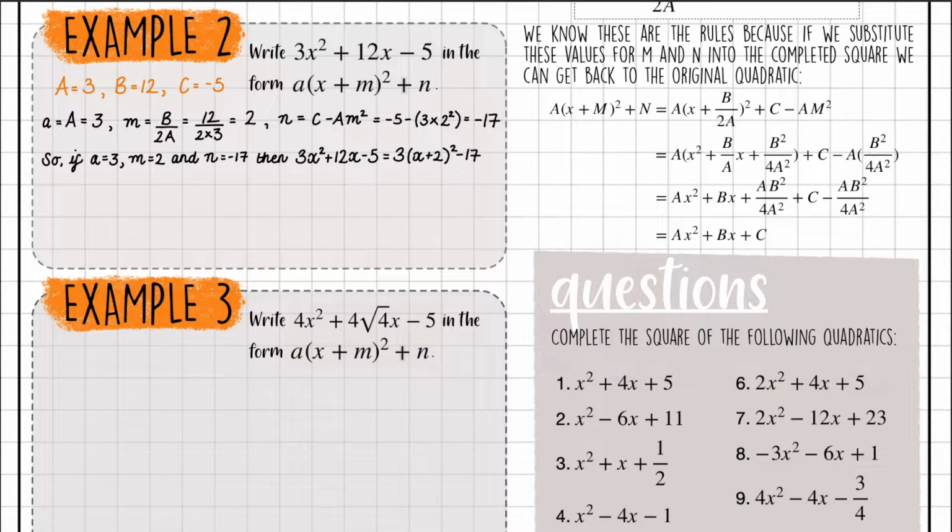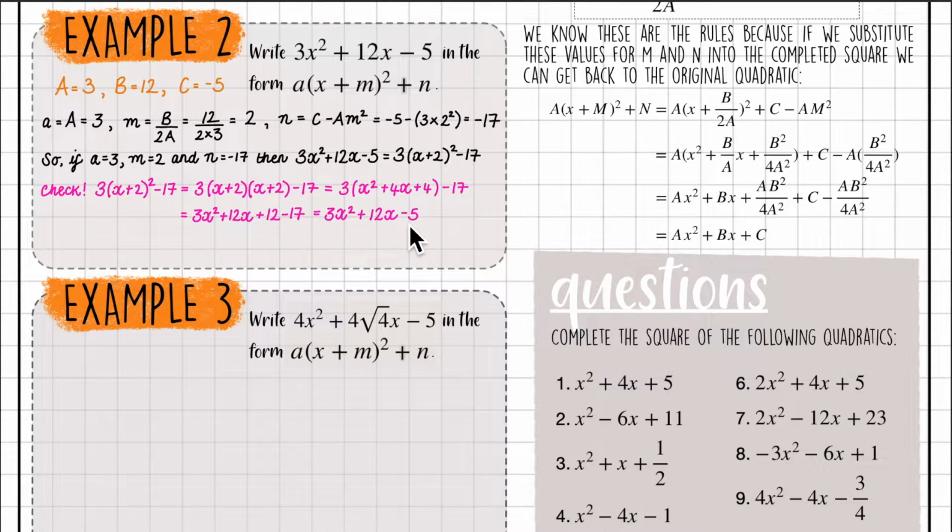And here I go again. It's time to just check that I haven't made a mistake. I've taken the completed square form, I've expanded the brackets, and the expression that I get to is the original quadratic, i.e. this here is equal to this. Therefore, I know the completed square that we got is correct.